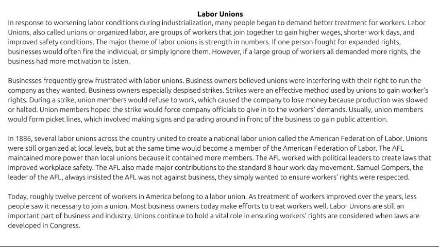In 1886, several labor unions across the country united to create a national labor union called the American Federation of Labor. Unions were still organized at local levels, but at the same time would become a member of the American Federation of Labor. The AFL maintained more power than local unions because it contained more members.